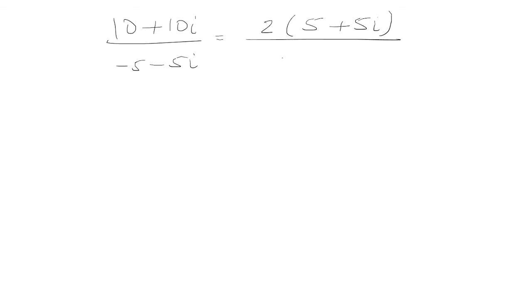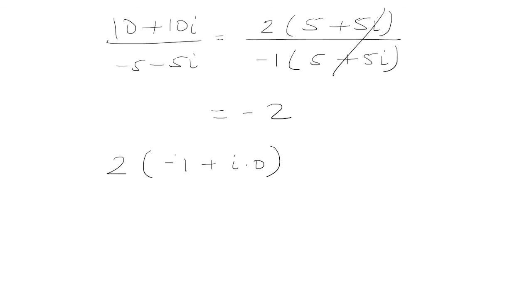Okay, last one, we have 10 plus 10i over negative 5 minus 5i. This one I can factor out a 2 from the top. I'm left with 5 plus 5i. And I factor out a negative 1 from the bottom, 5 plus 5i. These will cancel, and we're left with negative 2. So obviously, I can treat this as 2 times negative 1 plus i times 0, just to get it in that polar form.